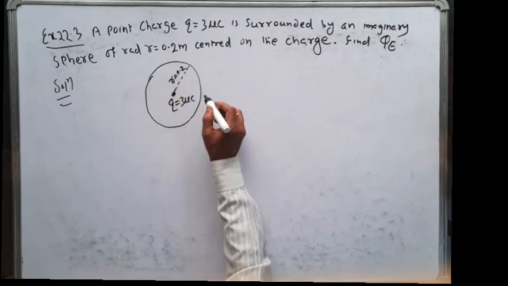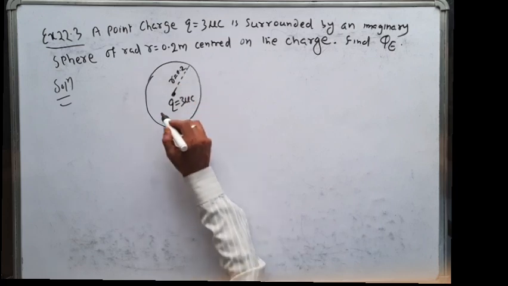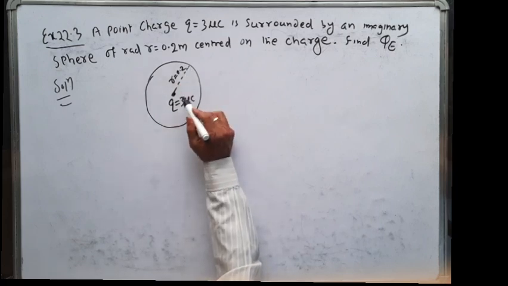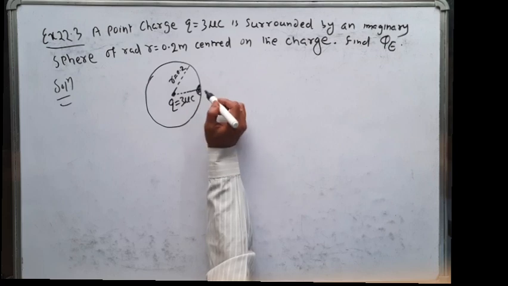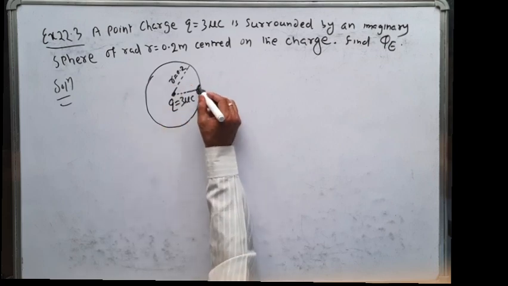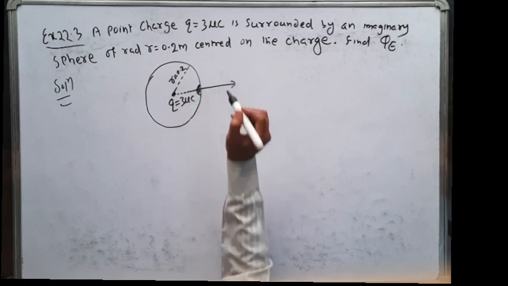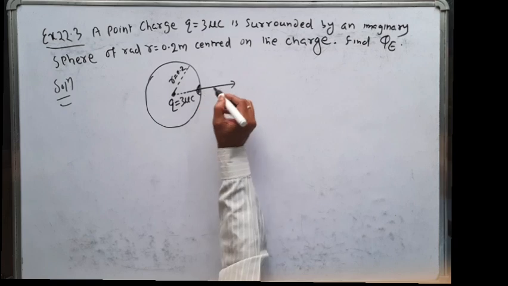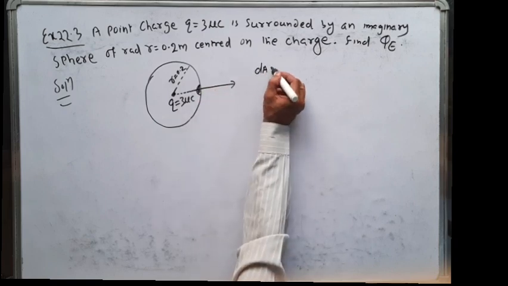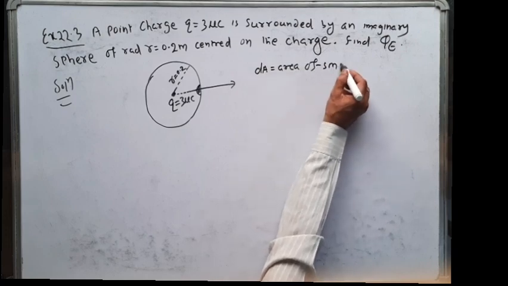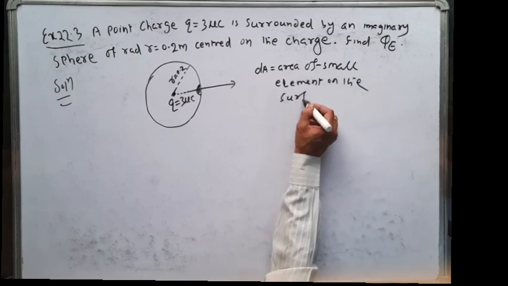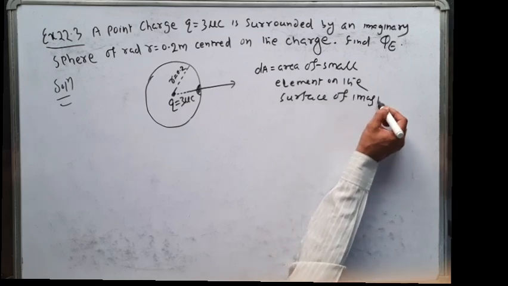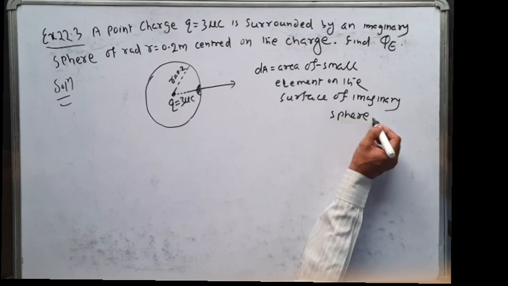This is a 3-dimensional surface. And I have told you that for a sphere, the area vector always lies along the radial line. Suppose I choose a small area here. Just imagine a football. On the football surface, you take a small element. If you draw the perpendicular to this small element, it will lie along which line? The radial line. Let us say this small element area is dA. So dA is the area of a small element on the surface of the imaginary sphere.